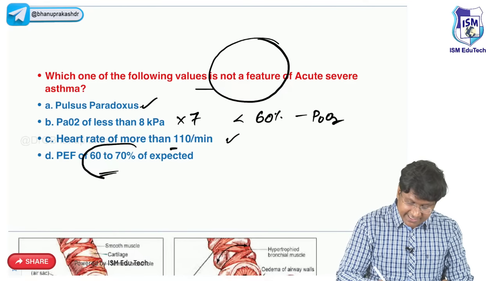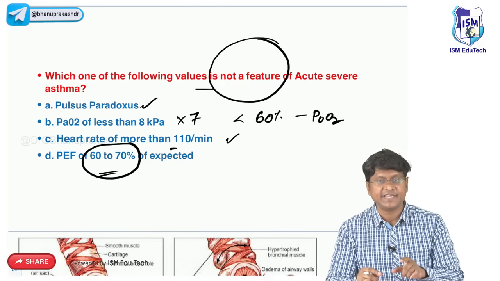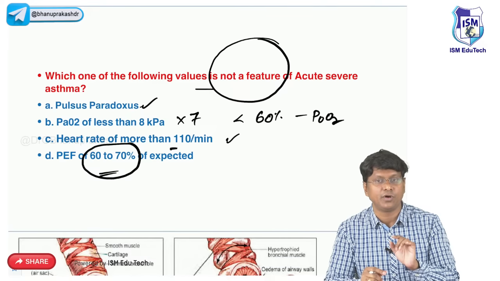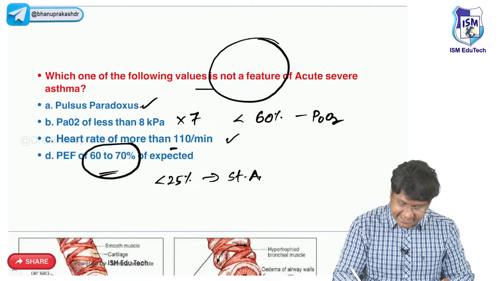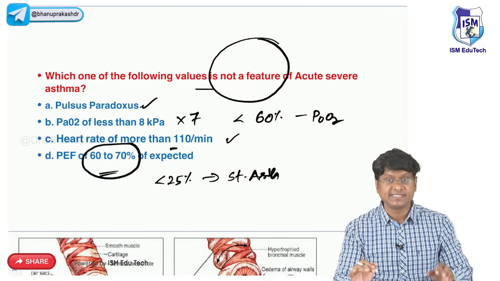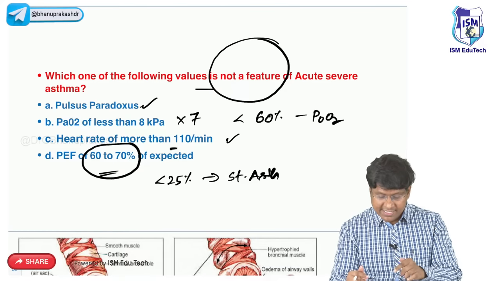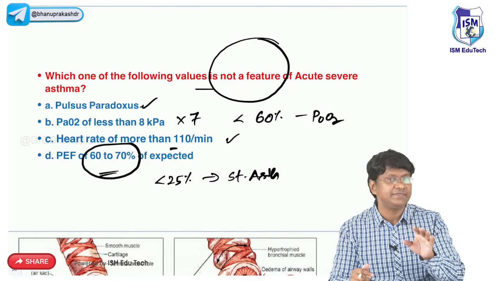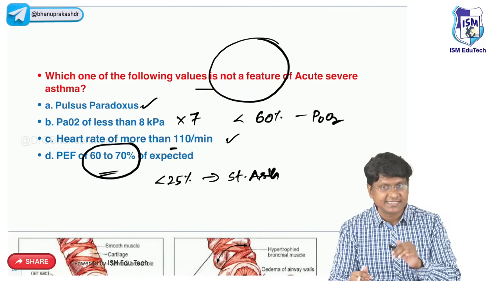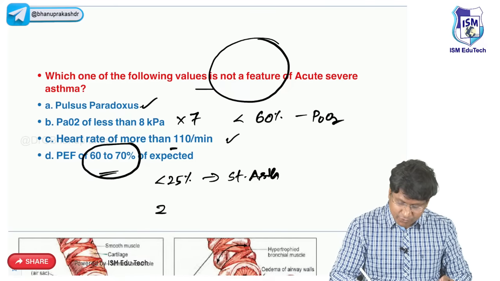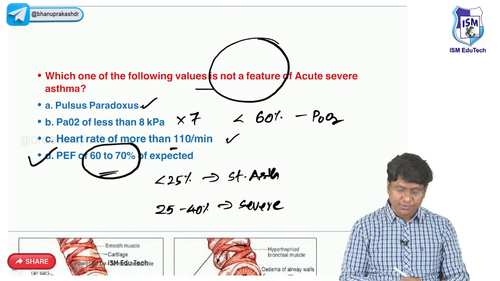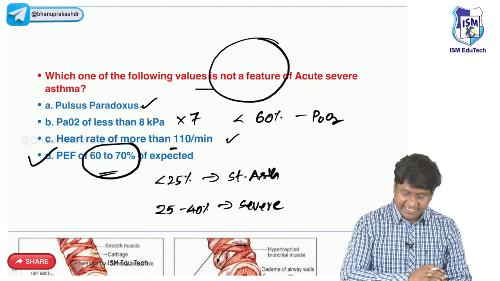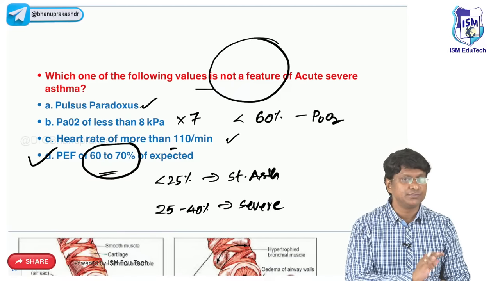Now, what is not seen is the peak expiratory flow rate. How much should the peak expiratory flow rate be in severe asthma? The peak expiratory flow rate should be less than 25% if it is like status asthmaticus. The difference between status asthmaticus and severe asthma is that status asthmaticus is an acute, very severe form of asthma where your peak expiratory flow rate is less than 25%. But if your peak expiratory flow rate is 25 to 40%, we call it the severe form of asthma. So which of the following is not a feature of acute severe asthma? That will be peak expiratory flow rate of 60 to 70% of the predicted value. That is the incorrect statement.